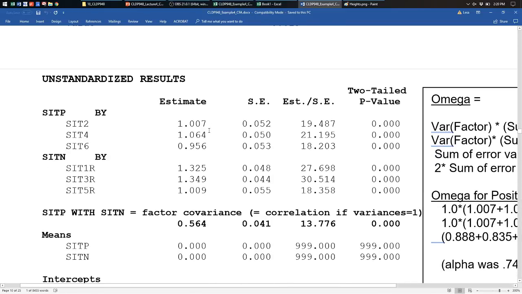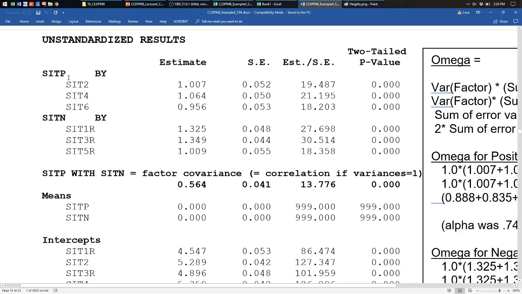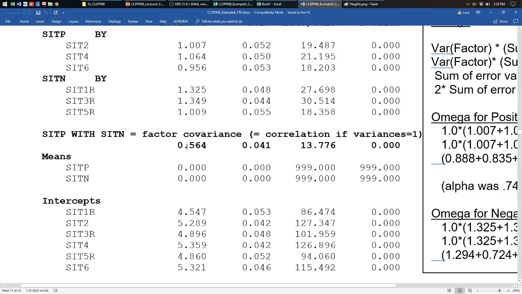So here are my unstandardized results. Sit P by these items and sit N by those. These are my unstandardized factor loadings. Sit P with sit N. This is the covariance between the factors. And in this case, because the factor variances are 1, this is a correlation. So the correlation between my two factors is 0.56. I know that that is significantly less than 1 because my new two-factor model fit better than my previous one-factor model. So yes, forgiveness and not unforgiveness are not the same thing.